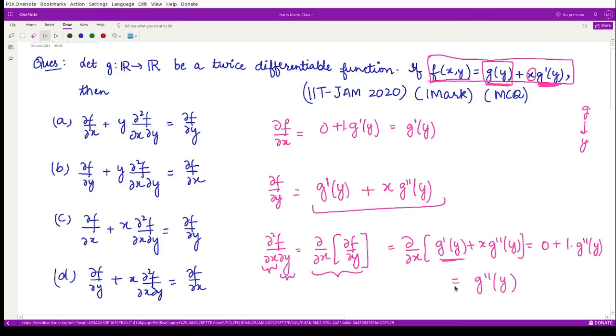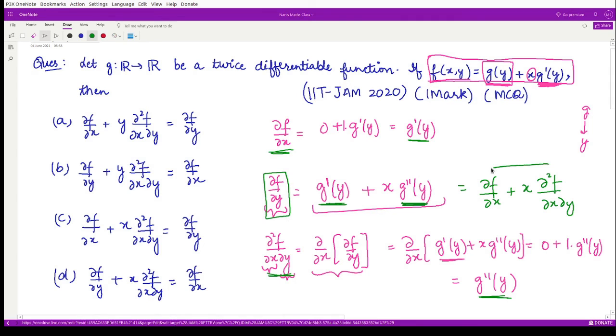Accordingly, if you fit all these quantities, you can write del f upon del y as equal to, instead of g dash y, del f upon del x, plus x, and instead of g double dash y, you can write del squared f upon del x del y. So you obtain this quantity equal to this quantity.